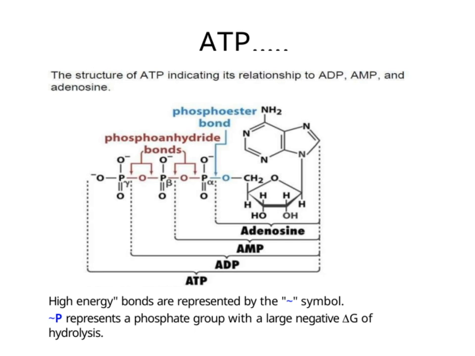This large negative delta means that the process is highly favorable and releases energy that can be used for various cellular activities. So, in essence, ATP acts as the cell's energy currency, thanks to these high-energy phosphate bonds that readily break to fuel biological processes. Understanding this helps us see how energy flows through living systems, powering everything from muscle contractions to nerve impulses.